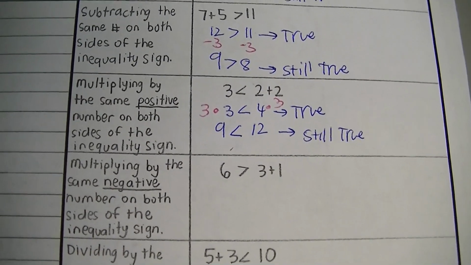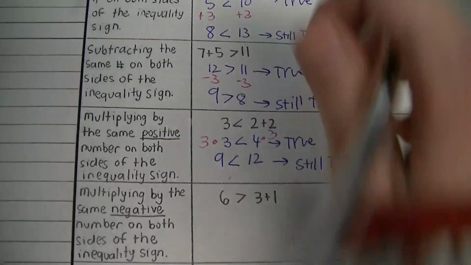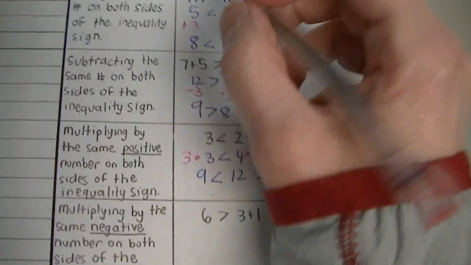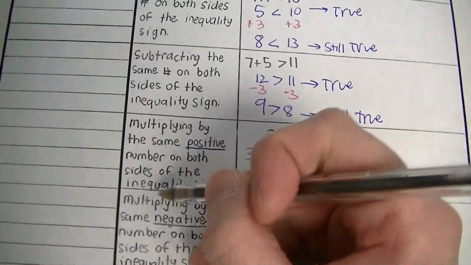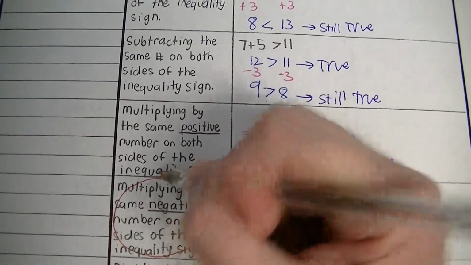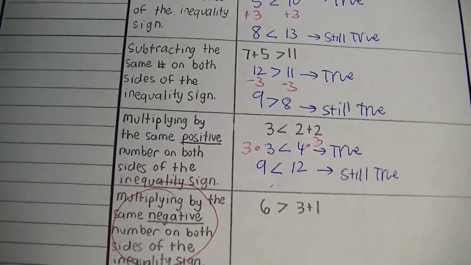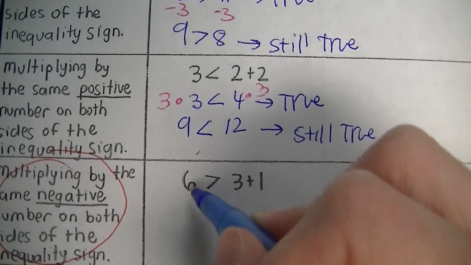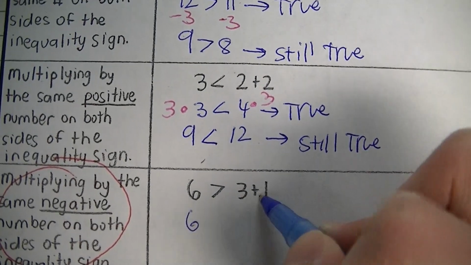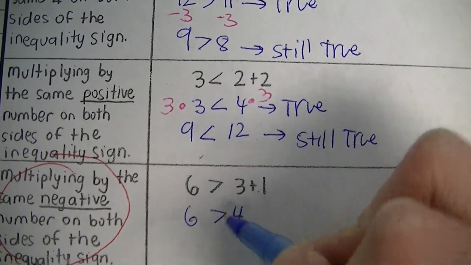Multiplying by the same negative number on both sides of the inequality sign. So remember, I kind of already flagged this. When you multiply or divide by a negative, we know something's going on right here. Okay, so let's go ahead and check this out. 6, and then 3 plus 1 is 4. Yep, okay, so that's true.